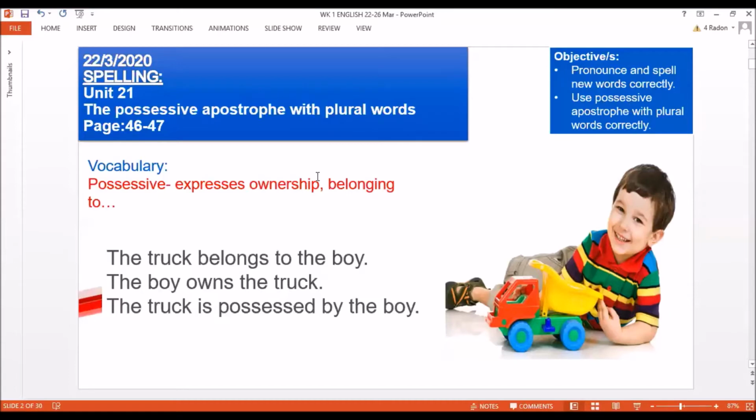So before we begin, let us discuss first the meaning of important words in today's lesson. First is possessive. Expresses ownership or belonging to. Here you have a boy that owns this truck. So we can say that the truck belongs to the boy, or the boy owns the truck. Also, we can say the truck is possessed by the boy. So possessive, possession, ownership, or something belongs to someone.